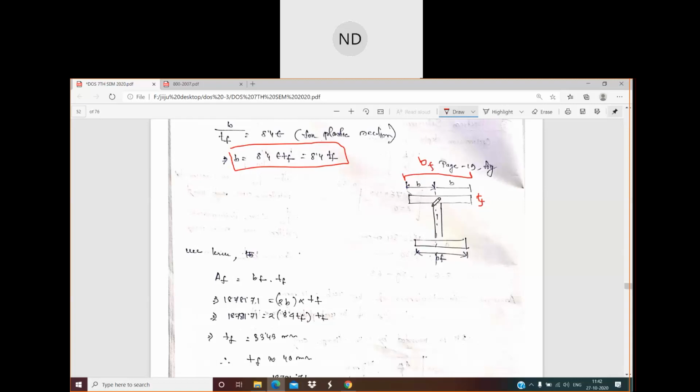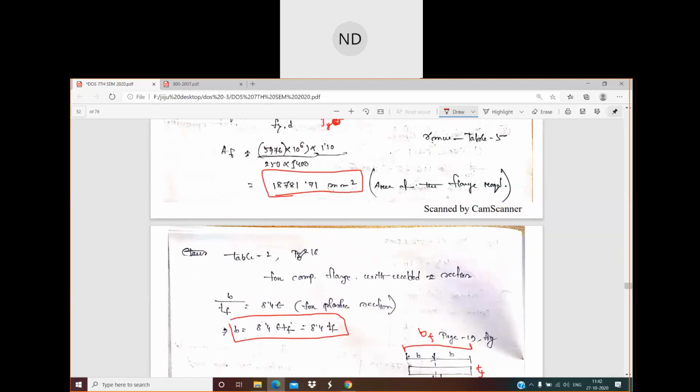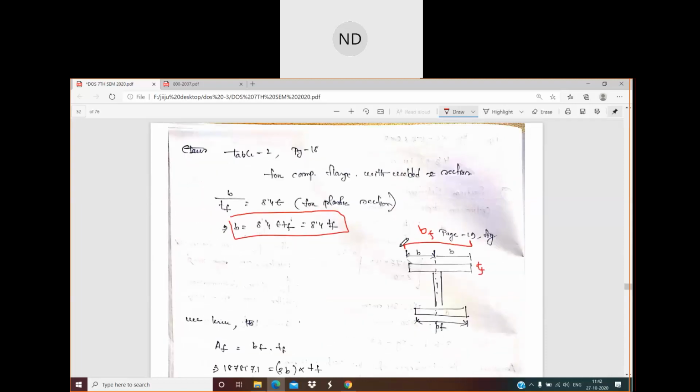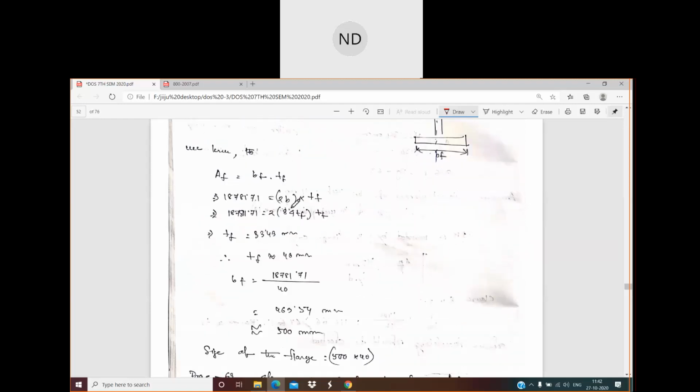So the area of the flange will be this into this. We had a required area, right? The area of the flange we had calculated, which was the required area, is 18781. And the width of the flange, BF, is twice this B, so nothing but 2B into TF.